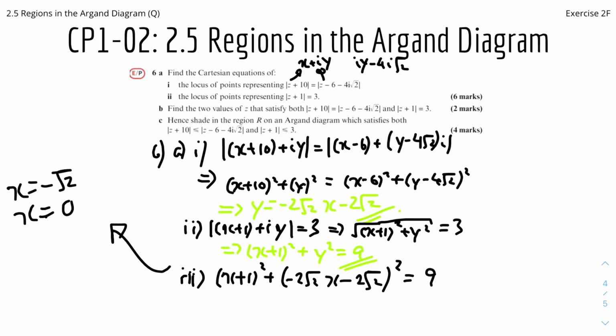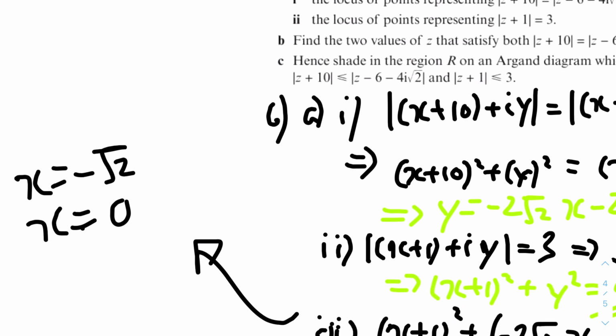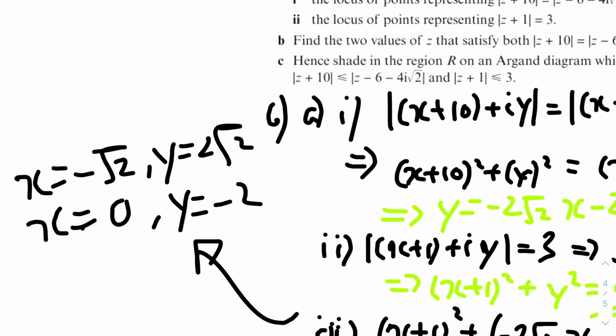But we have to find two values of z, and we know that z is comprised of x + iy. That means we have to find the corresponding y value. So the corresponding y value for when x = −√2 is y = √2, and for when x = 0, the corresponding y value is −2.